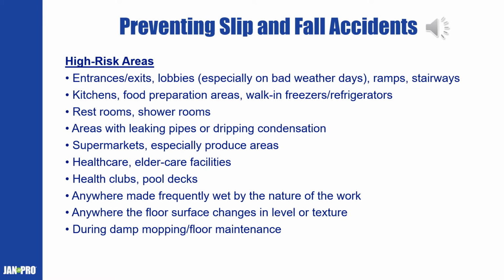Being aware of the areas that are high risk can help you be prepared for it. Entryways, certainly, as we've talked about, especially on bad weather days. Kitchens, where there's food prep and there might be grease on the floor. Restrooms, showers, again, wet to dry or dry to wet. If there's a leaking pipe. Produce areas of supermarkets where food might slip onto the floor. Certainly healthcare, elder care facilities, health clubs, pool decks. Anywhere that's frequently wet to dry, or if it changes a level or texture, stairs might be a great example. Or, as it relates to us, during damp mopping and floor maintenance.